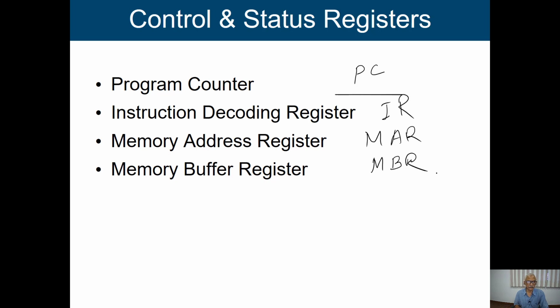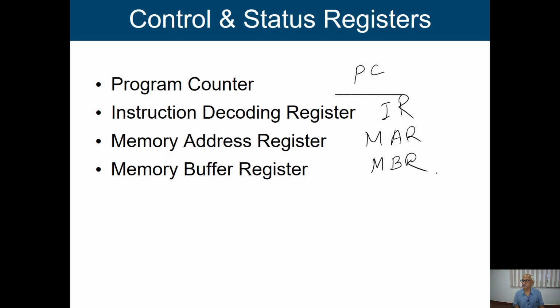So the program counter, what is its use? It keeps the address of the memory location from where we are going to fetch the next instruction and execute it. The program counter keeps track of the execution, and it keeps the address of the memory location from where we have to fetch our next instruction. The instruction register is used to store the instruction after fetching it from memory, and that goes to the control unit, which interprets it and generates the appropriate control signal.